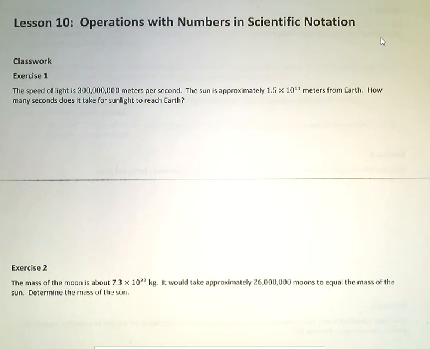The speed of light is 300 million meters per second. The sun is approximately 1.5 times 10 to the 11th meters from the Earth. How many seconds does it take for the sunlight to reach the Earth? Let's think about that very quick.